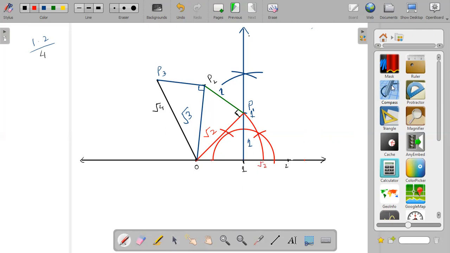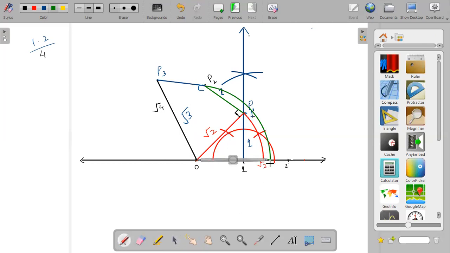Then you have to draw another arc from root 3. This distance is how much? Root 3. So you can adjust this distance. This is root 3, and this will represent root 3.